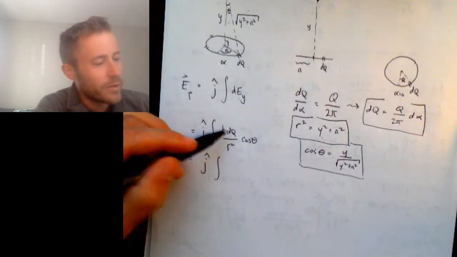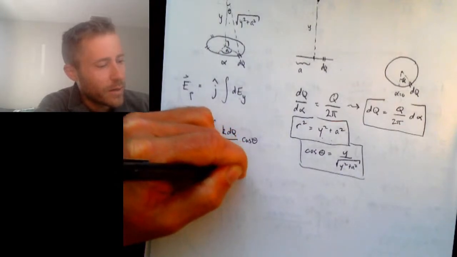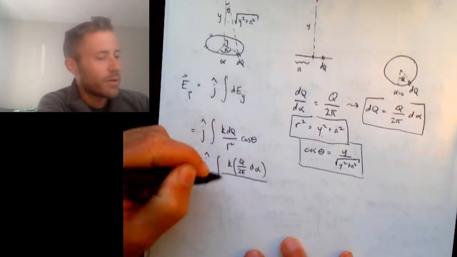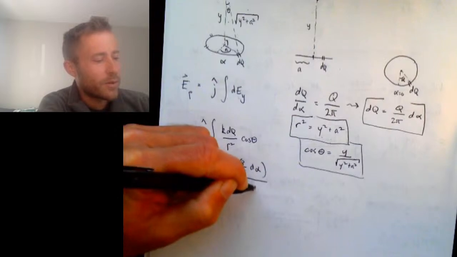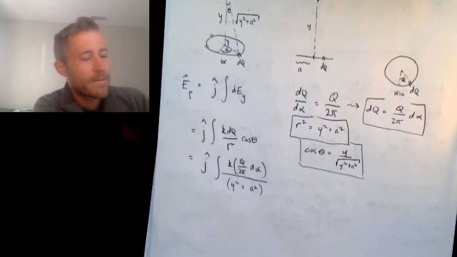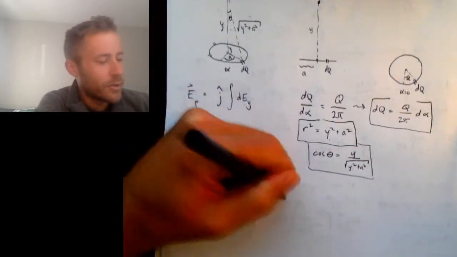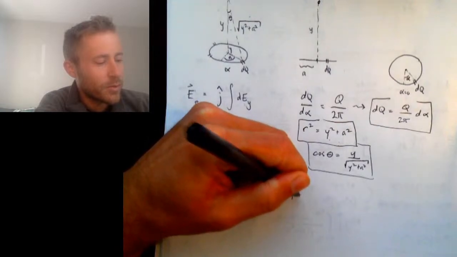So now we just plug in for all of these values. I know that dq is going to be q over 2 pi d alpha. I know that r squared is going to be y squared plus a squared. And I know that cosine of theta is going to be y over square root of y squared plus a squared.